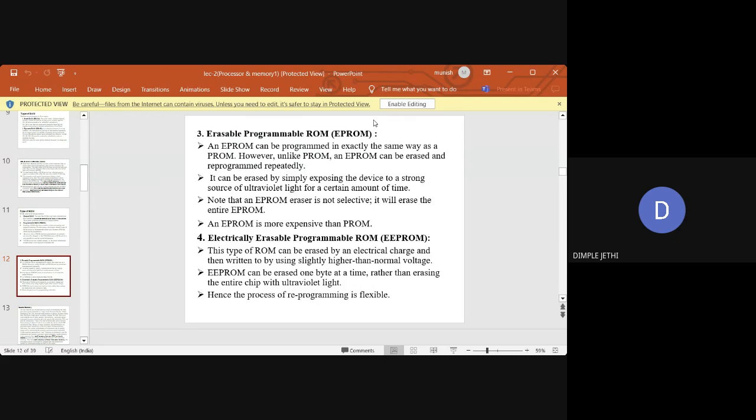In EPROM it is through ultraviolet light. Here you can just erase one byte also, right? How can you erase it? Through electrical charge. Here you can erase using electrical charge. Okay, so EEPROM is more flexible. Clear, guys? So these were the types of ROM. These are very important questions: types of RAM, types of ROM.